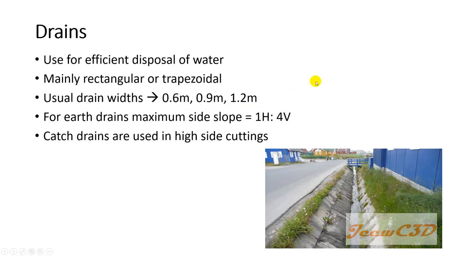That is for these rectangular drains. So if you have an earth drain, that is, a drain formed using the existing ground, the slope would be one horizontal to four vertical. That is the earth drain.